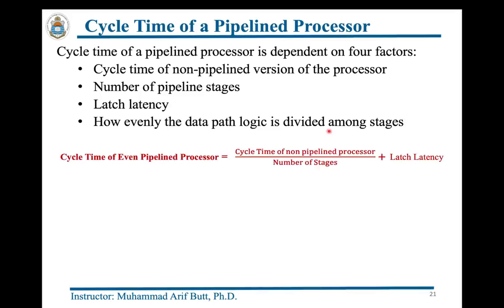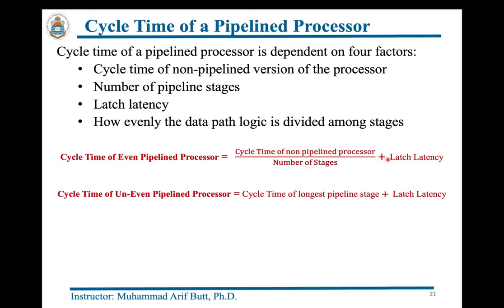And if I want to compute the cycle time of an even pipeline processor, knowing the cycle time of a non-pipeline processor, this is the formula in which I divide the cycle time of the non-pipeline processor by the number of stages, plus the latch latency. And in case we want to calculate the cycle time of an uneven pipeline processor, then simply we add the latch latency to the cycle time of the longest pipeline stage. I hope this makes sense to you all.